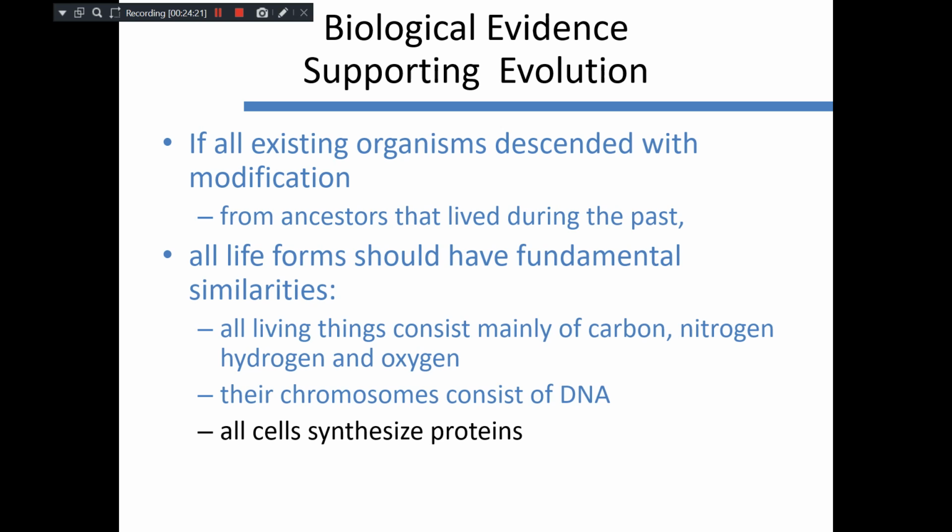Like all organisms consist mainly of carbon, nitrogen, hydrogen and oxygen, and any chromosome, of any plant or animal you take, consists of DNA, deoxyribonucleic acid, and all cells, from protozoa to mammals, synthesize proteins. So these are some of the fundamental similarities. The inference we can draw from this is that all organisms are fundamentally the same. The complexity is a later addition to them.